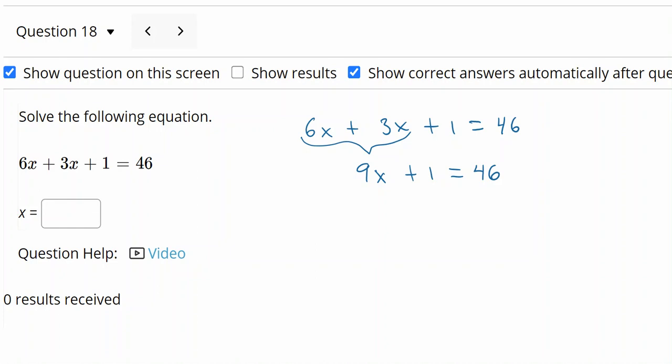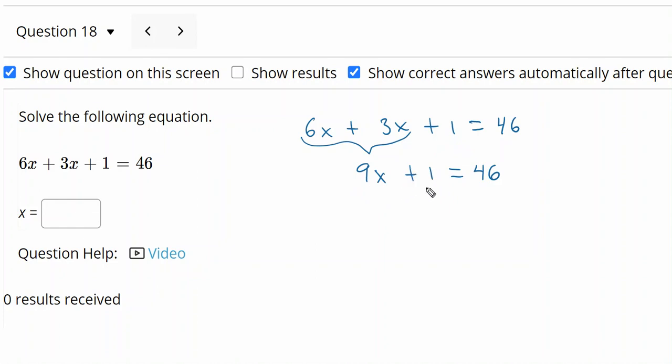Okay? And now this is a question you guys did in the last lesson, right? You've done these. So now what I'm left with here is I want to get x on its own, and I have a 9 to get rid of, and I have a 1 to get rid of. I want to get them over there, I mean. Which one do I get rid of first? Well, the one on the outside, right?